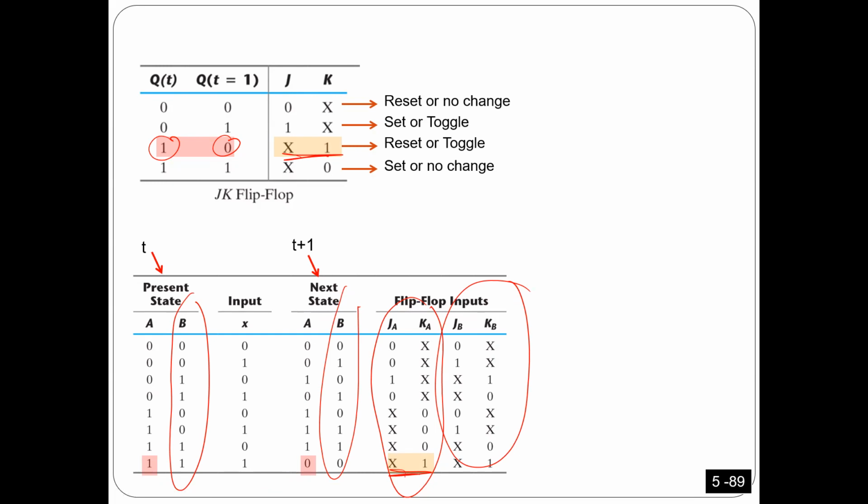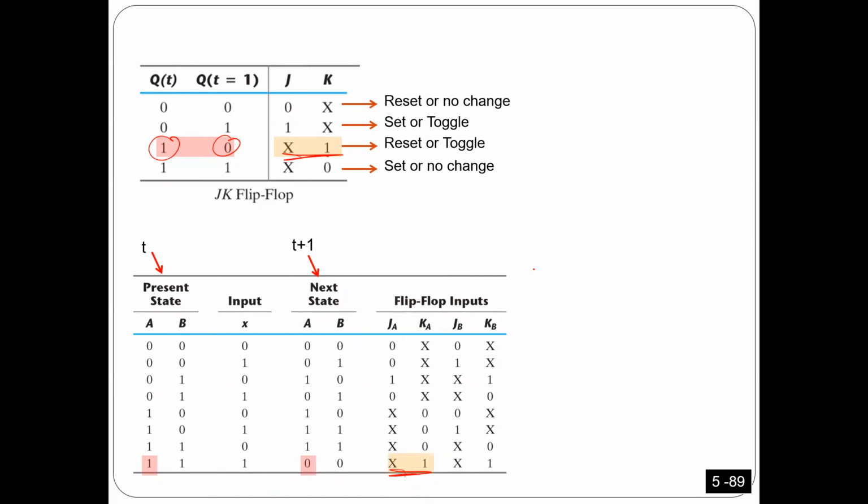Very simple, because this is the current state and I want next time to stay 0. What value at JK do I put there? It has to be 0X. Once you have this one, you are done.